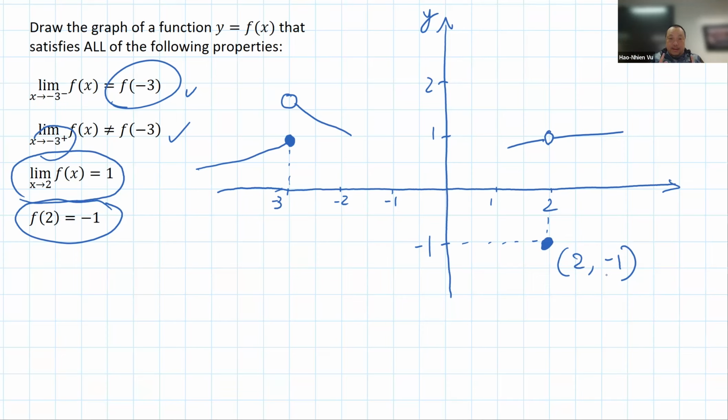So how can things go wrong? Things can go wrong, for example, if people leave both of these open. An open point means the value of the function is not at that point. If you leave both of them open, that will be wrong, because the value of the function f(-3) is supposed to be equal to that limit right there. So this has to be filled in.